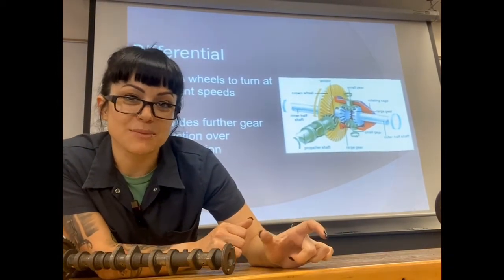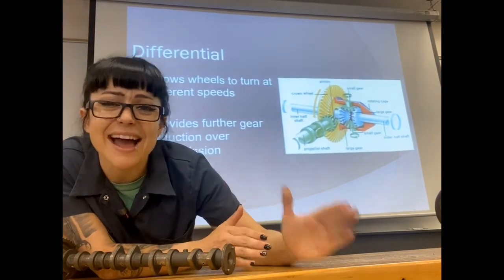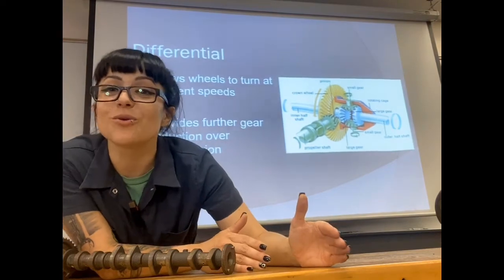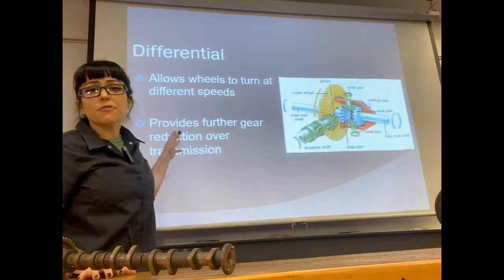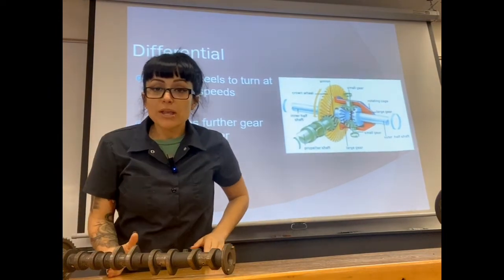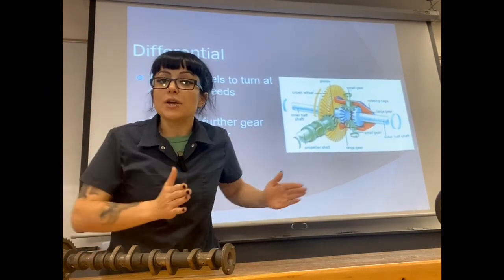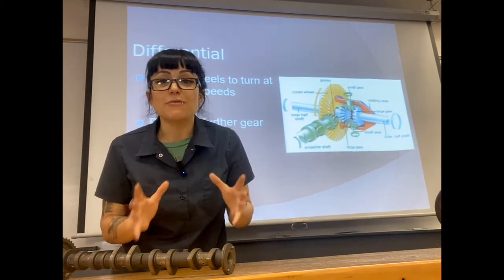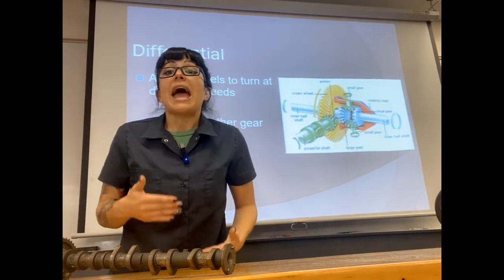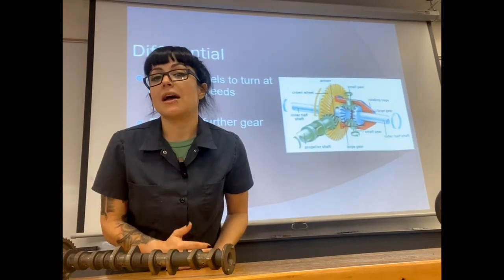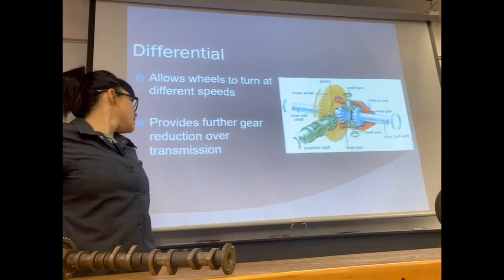Again, I'm oversimplifying this because this is just systems and we're going to get into this in an entire lecture, and I have some really cool videos for you guys. But in a nutshell, your differential allows your right wheels to turn at a different speed than your left wheels, because when I go around a turn, they do have to travel different distances from point A to point B at the same time, so they are going to have to travel at different speeds, and that's what your differentials do.